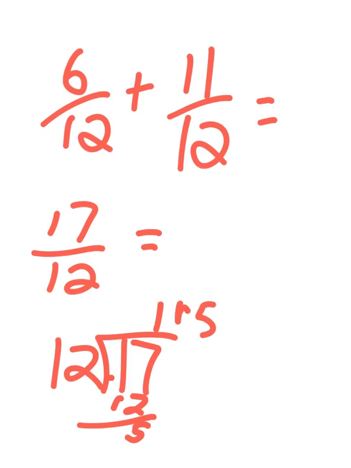So our whole number is 1. Our new numerator is 5. And our denominator stays the same at 12. So our final answer of 1/2 plus 11 12ths is 1 and 5/12. All right, guys, let's try another one.